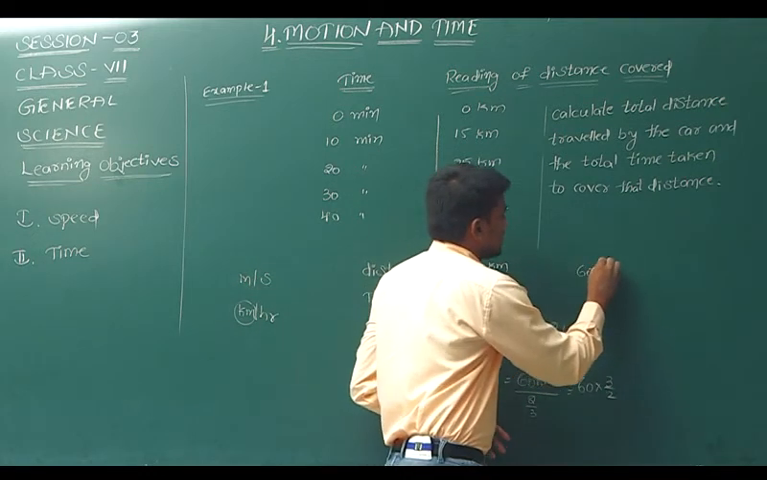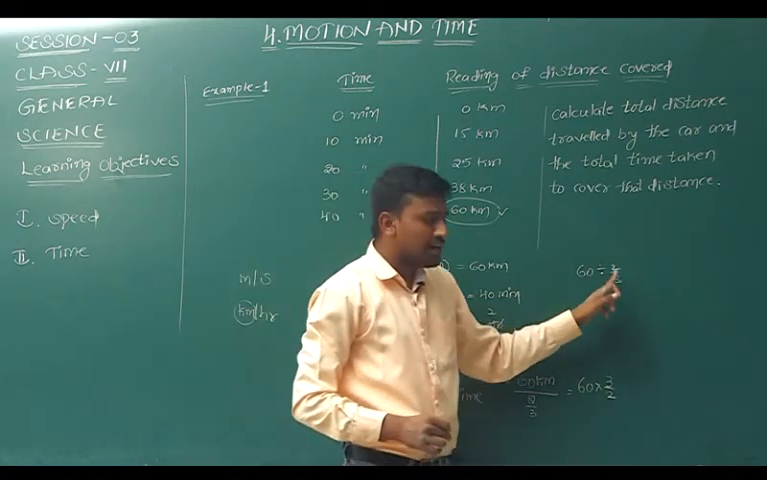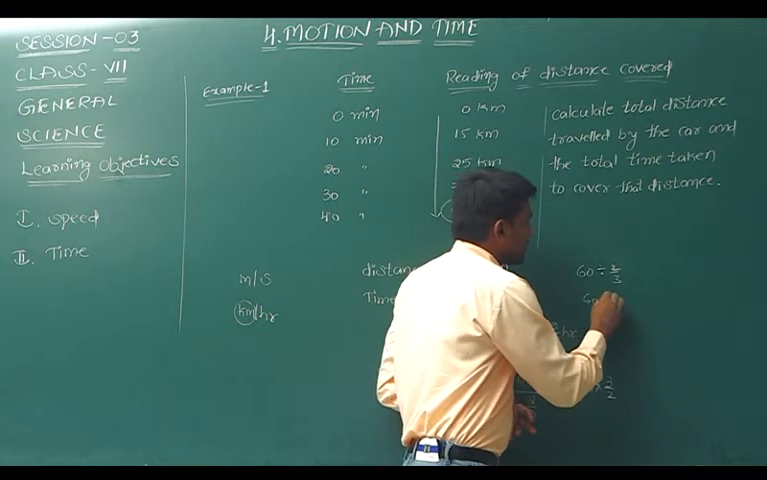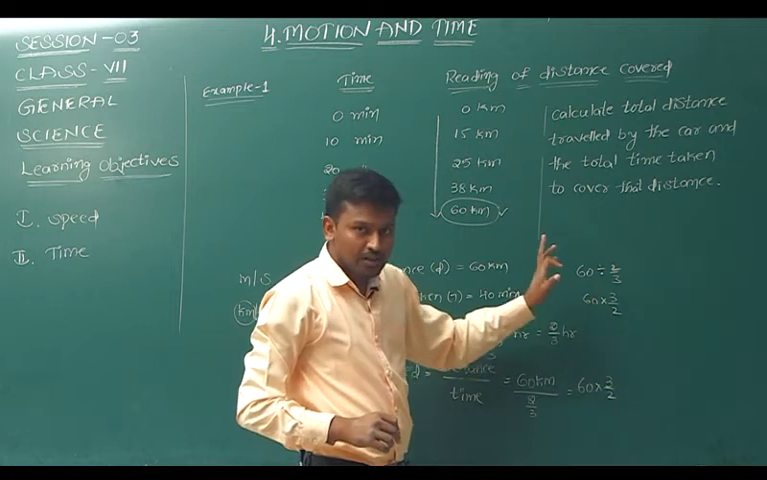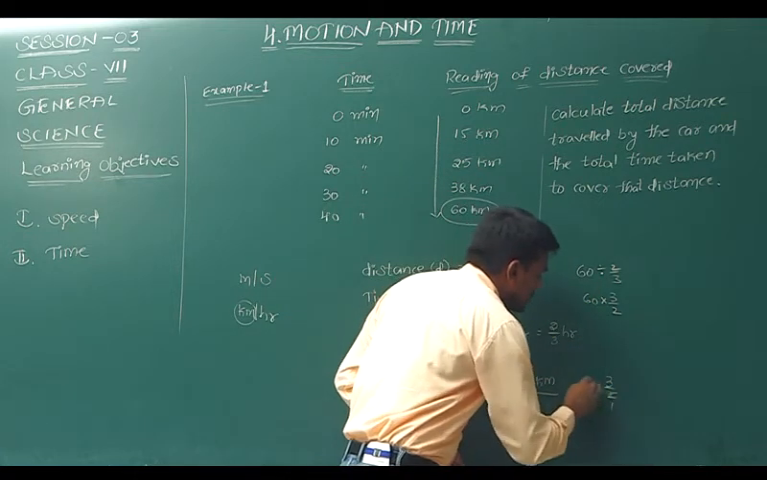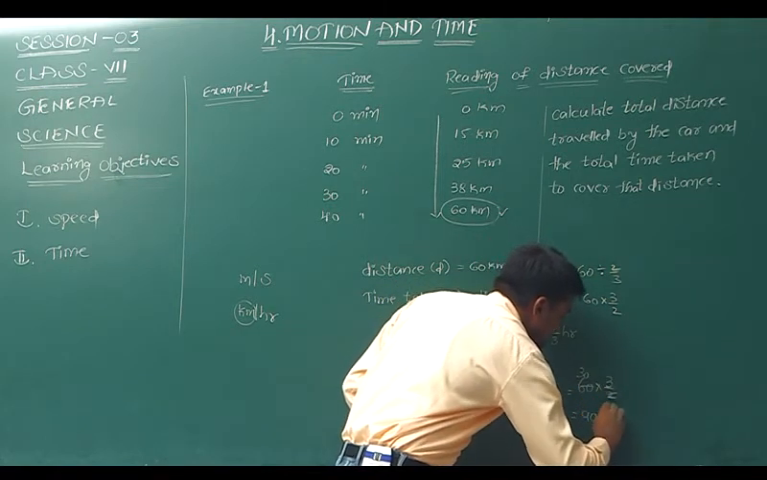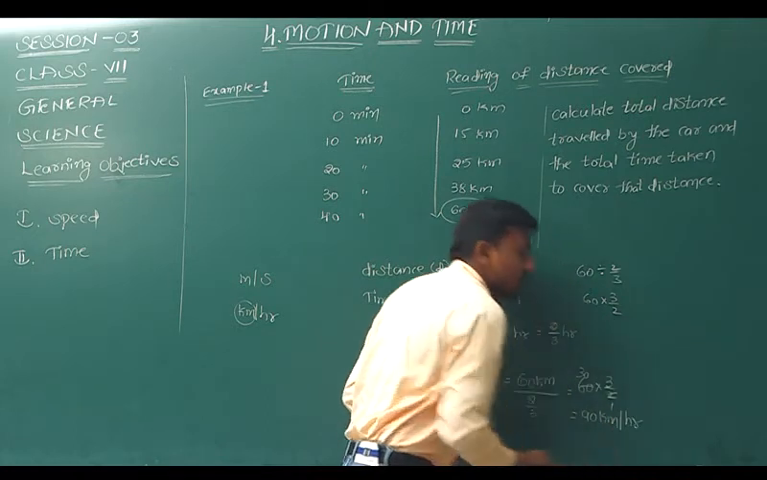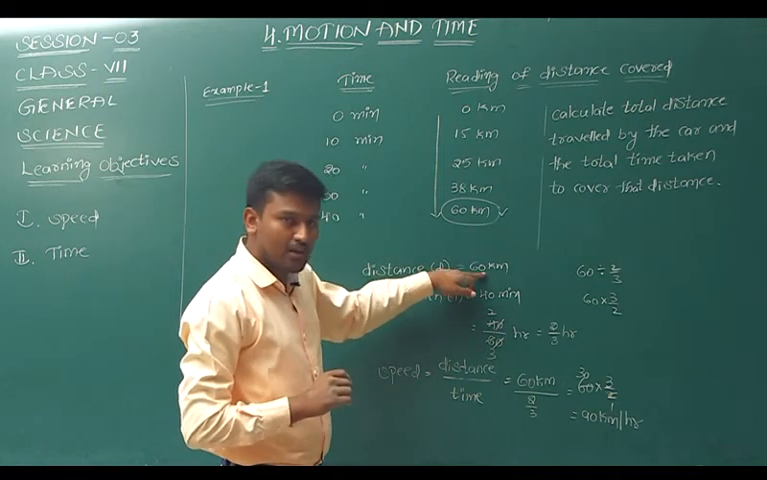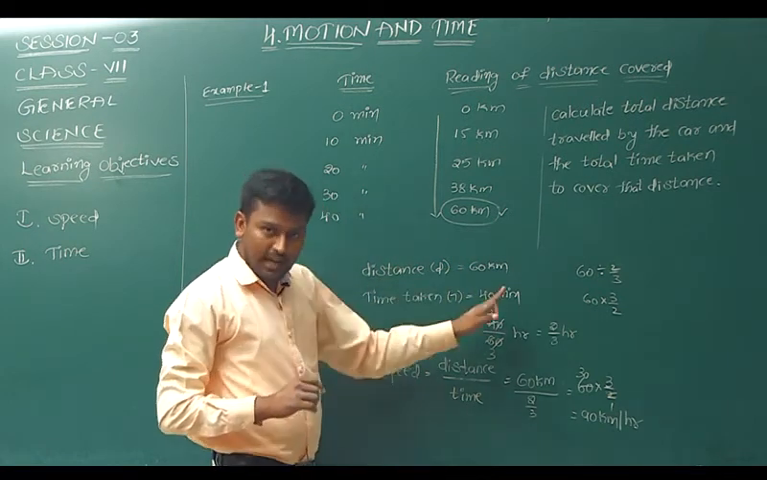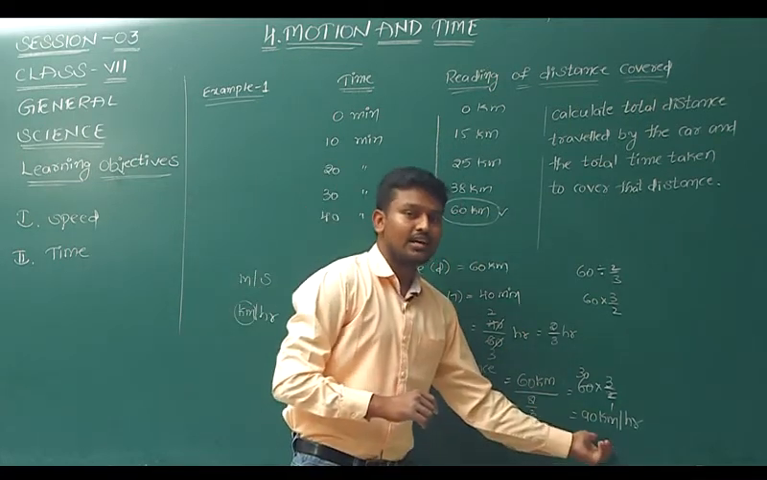Actually it is 60 divided by 2 by 3. For example, 60 divided by 2 by 3, then we can change the sign and take the reciprocal value in this way. It becomes 60 into 3 by 2. Then we can cancel, 2 1s, 2 30s, and we will get 3 30s are 90. What are the units? Kilometer per hour. So now we got the answer: the total distance is 60 kilometers, the total time taken is 2 by 3 hours, and the speed of the car is 90 kilometer per hour.